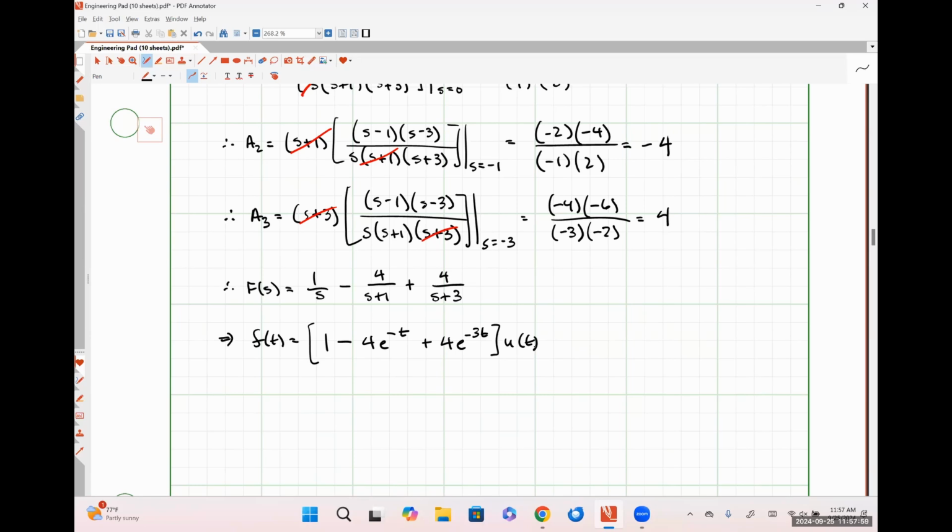I have another example here, but it's roughly the same thing, so I'm not going to bother with it. We're going to move on to the next thing. Are we okay with this process for distinct real poles? All right, so now let's see what happens for repeated real poles.